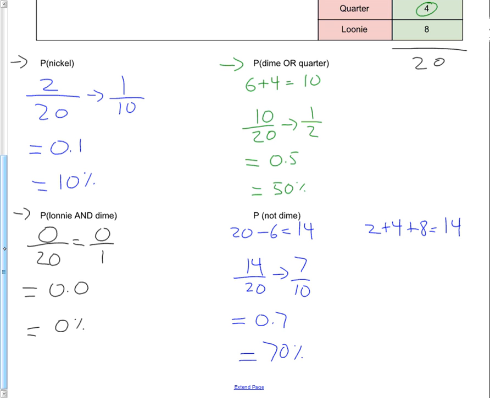So just a quick review of experimental probability there. Again, we talked about determining probability using or, probability using and, as well as using direct and indirect methods of counting.